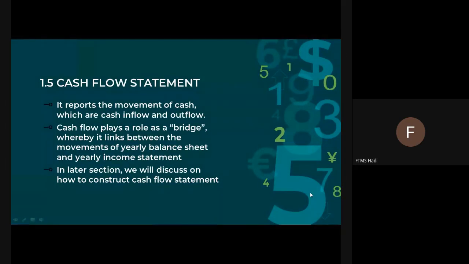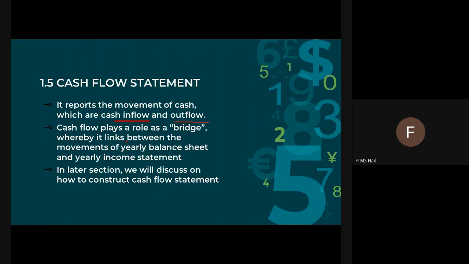Okay, and then the cash flow statement. I will explain the theory part first, and later on we will go for calculation. It reports the movement of cash, which is cash inflow and outflow. As you can see here, there are two possibilities. We want to see whether the company is more on the inflow side or the outflow side. Inflow means cash coming into the company. Outflow means cash going out from the company. From the company's perspective, cash inflow is better than cash outflow. We don't want so much cash outflow outside the company, so cash inflow is necessary.